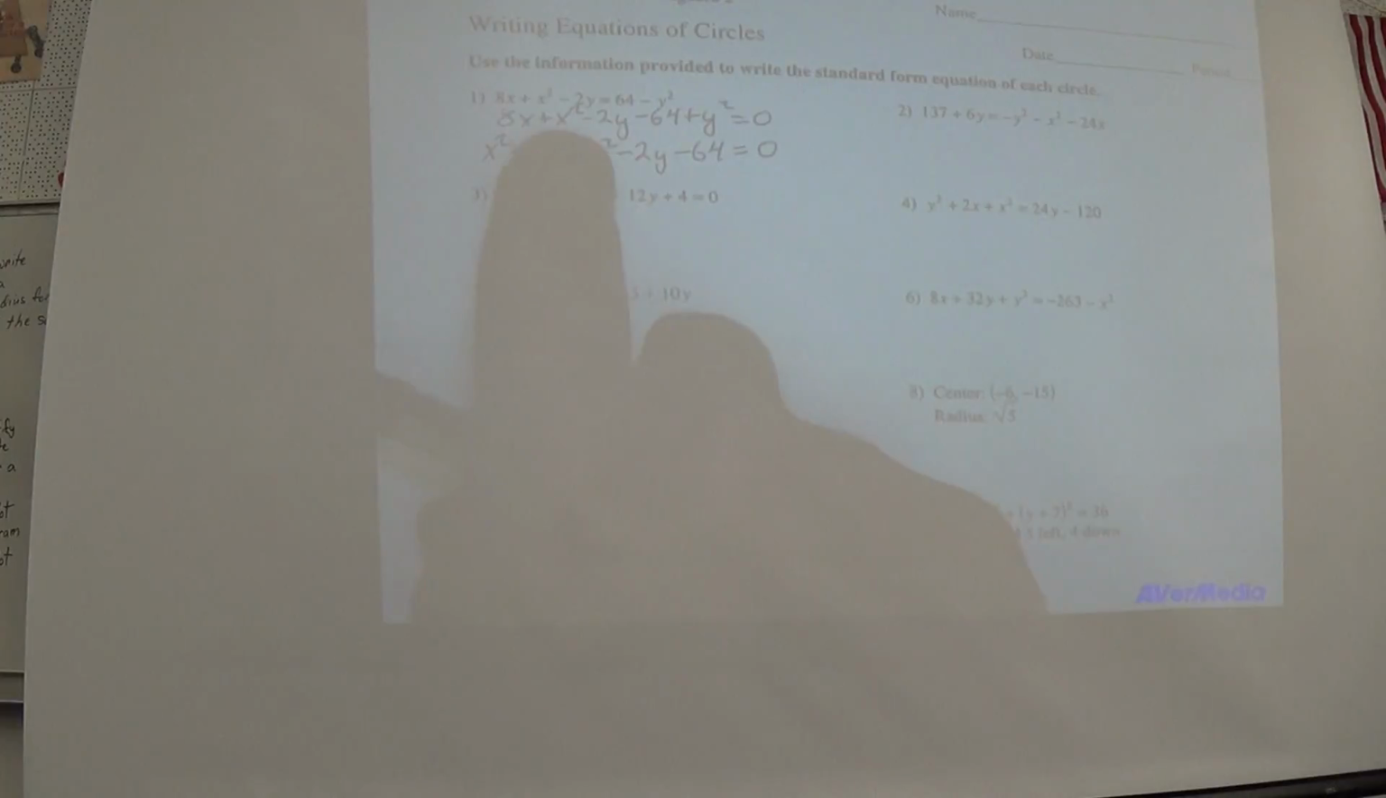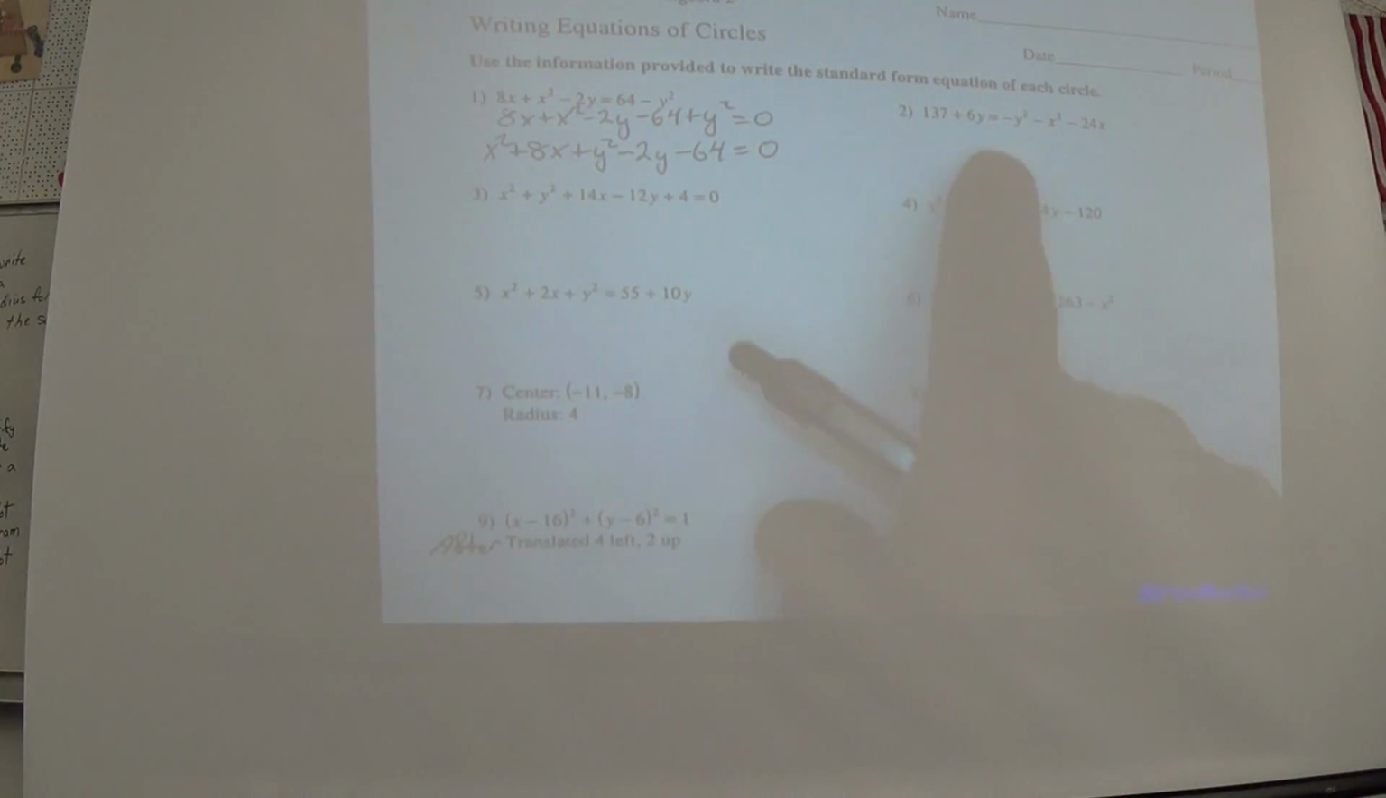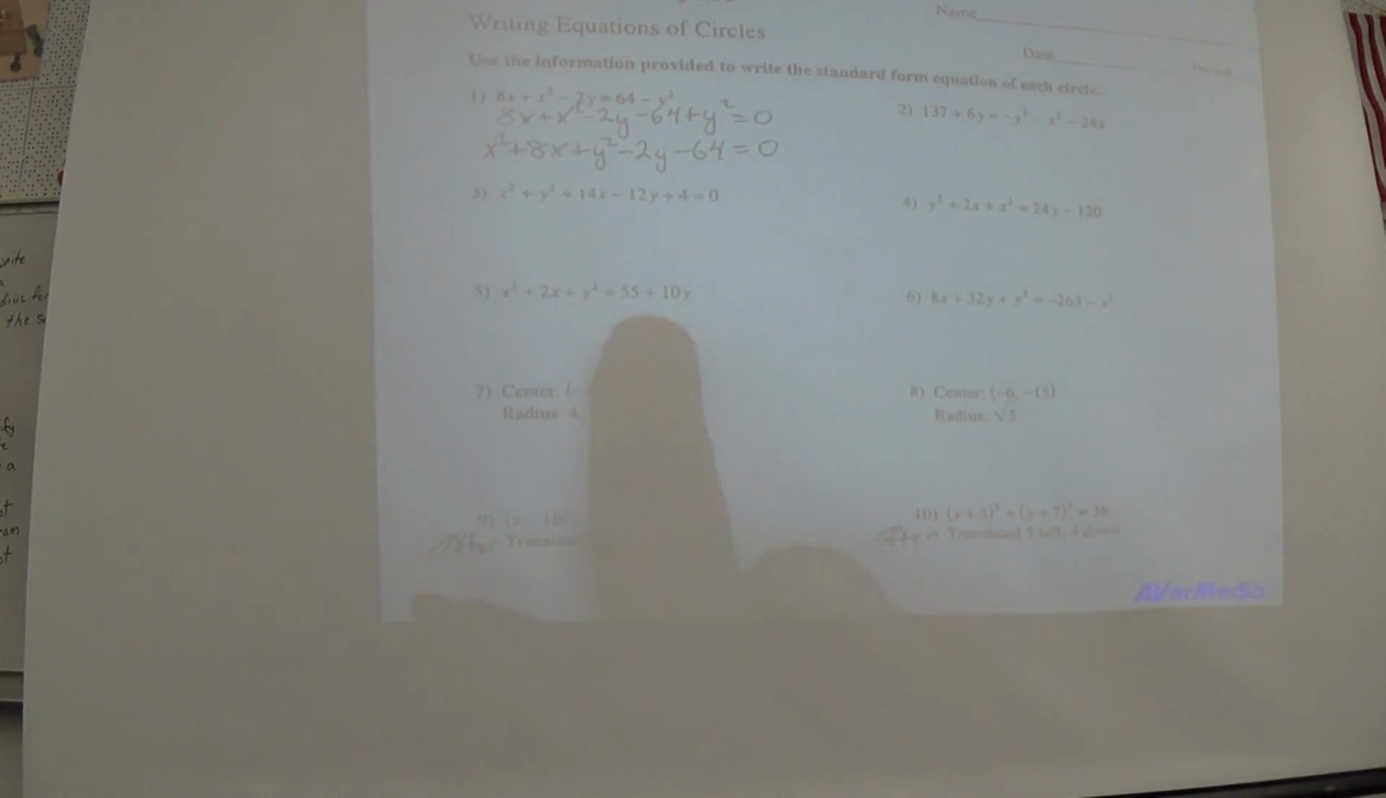Once it's in this particular format, now you can start completing the square. Move your constant back over to the right. Figure out what you're going to add to this, figure out what you're going to add to that, and set up your equation. But you have to start by moving this over to the left. Okay? On each one of these, they're all that way. And then you got to write the equation of the circle.